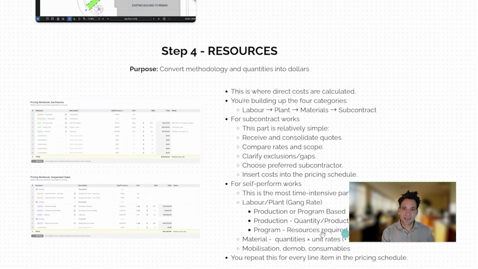If it's a program, it's the same resources, but multiplied by a fixed duration. If it's going to take 2 weeks for the girders to get delivered, we're going to have a crane and the workers sitting there for 2 weeks. That covers labor and plant. Material is going to be the quantity we're ordering multiplied by the unit rate from the supplier, plus any wastage, delivery, whatever. And then per task, we also need to think about any mobilization, demobilization, consumables. We repeat this for every line item in our pricing schedule.